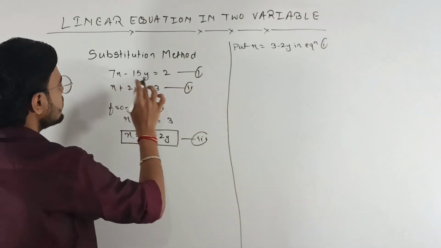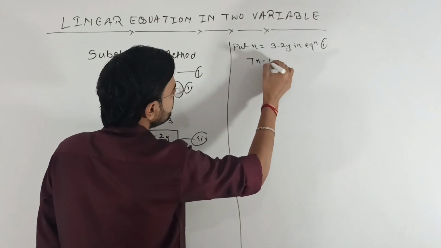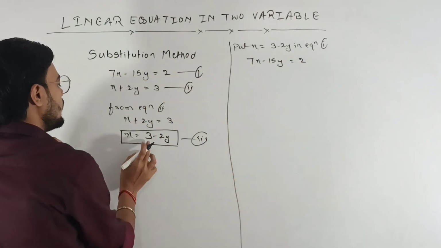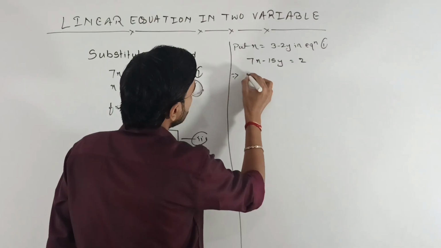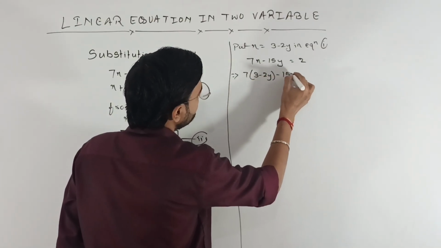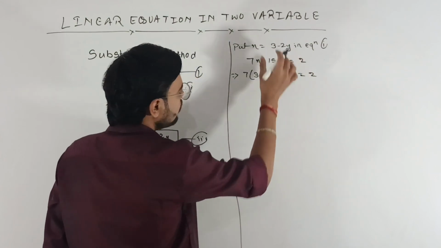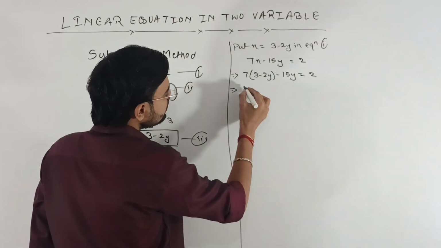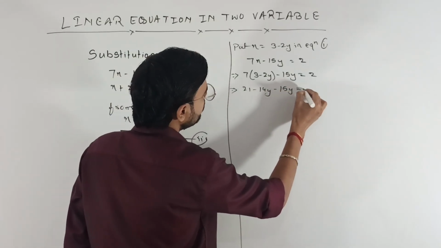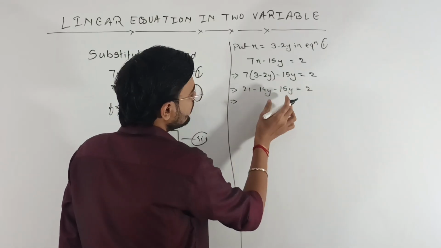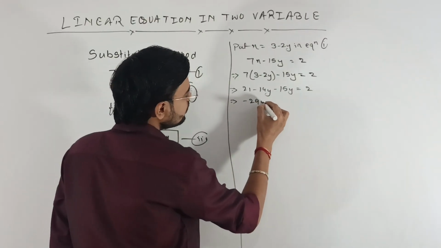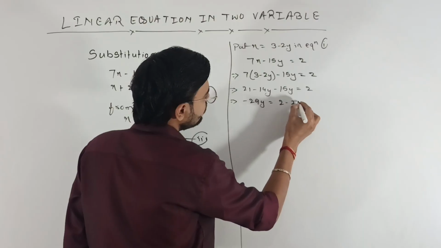Equation 1 is 7x - 15y = 2. Now in place of x, I write 3 - 2y. So our equation becomes 7(3 - 2y) - 15y = 2. Now solve this. 7 threes are 21, minus 14y minus 15y equals 2. Now -14y and -15y become -29y, so -29y = 2 - 21.